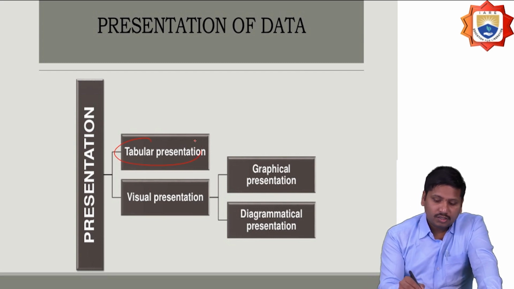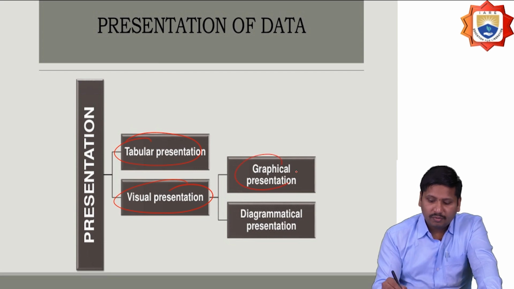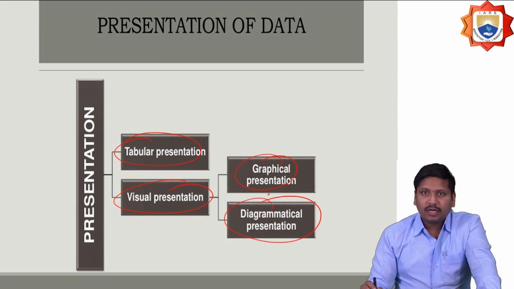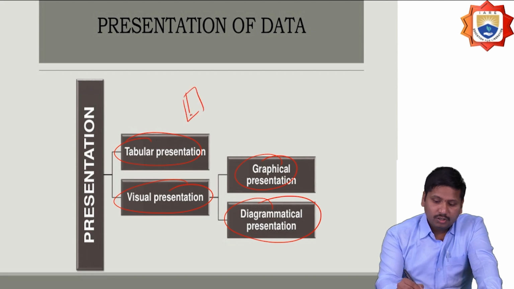So the first thing is the table presentation, and the second one is the visual presentation. This visual presentation is further classified into two types: graphical presentation and diagrammatical presentation. Table presentation means we are able to represent the data in the form of tables. That one you can call table presentation.